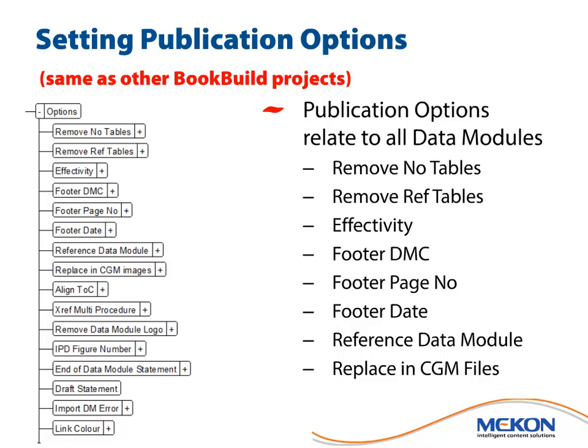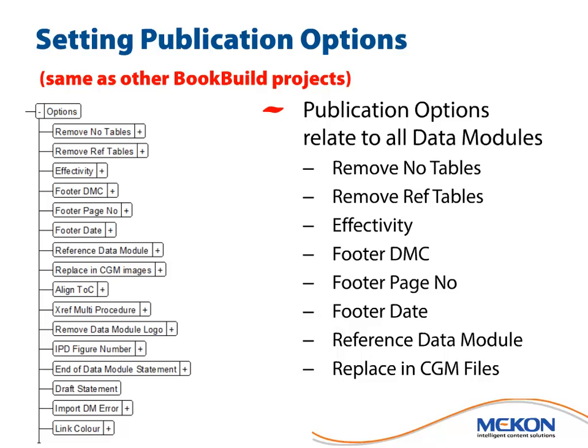The previous set of options that we were looking at are options which are applicable only to individual data modules. So those options would be associated with that single data module. What we're looking at here are the publication options. These are the ones that apply to the whole of the publication.